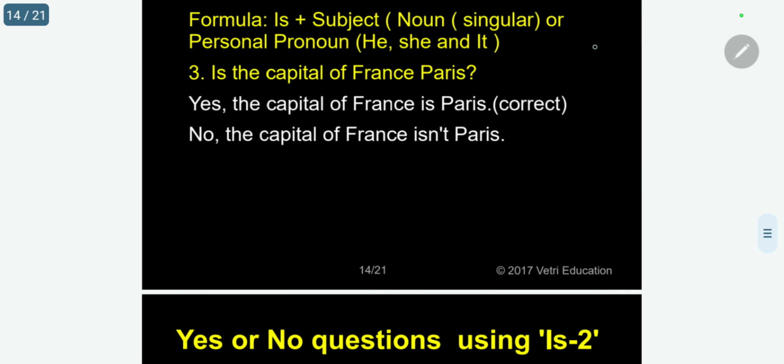Third question. Is the capital of France Paris? So the two probabilities. If yes, the capital of France is Paris. Correct. Because Paris is the capital of France. No, the capital of France isn't Paris. The negative.